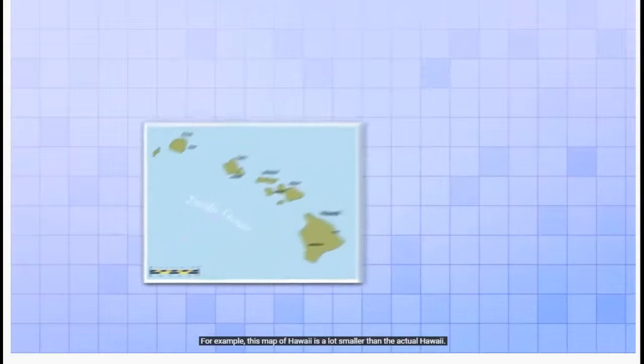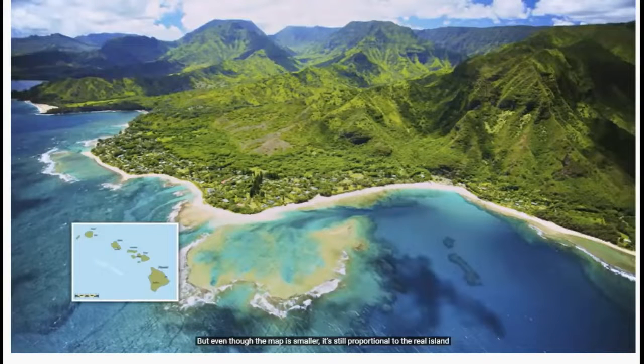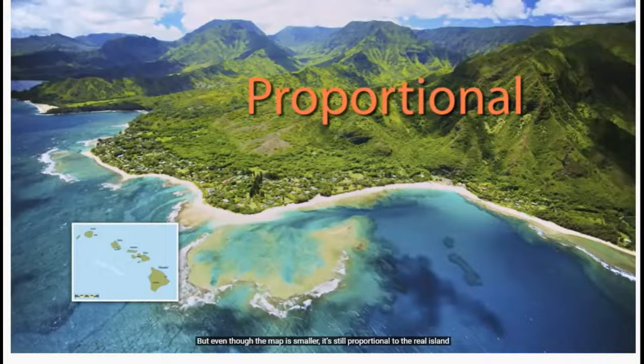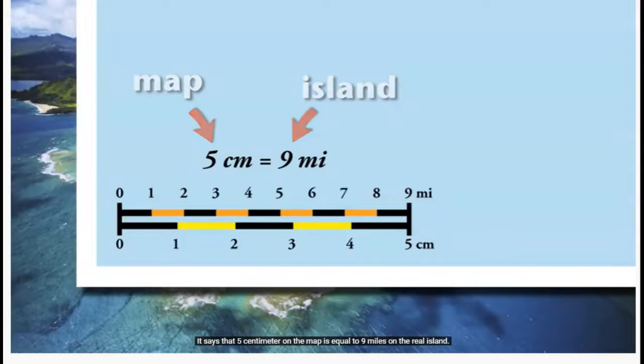For example, this map of Hawaii is a lot smaller than the actual Hawaii. But even though the map is smaller, it's still proportional to the real island. And there's even a scale on it to show the relationship between the two sizes. It says that 5 centimeters on the map is equal to 9 miles on the real island.